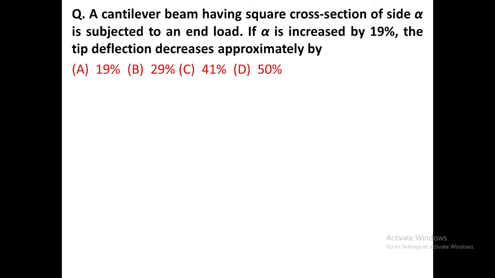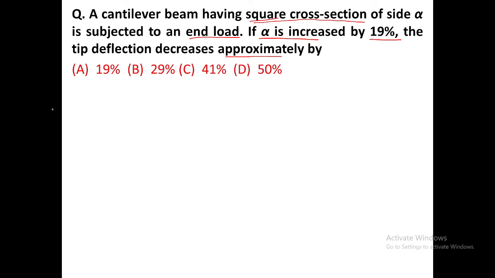Problem. A cantilever beam having square cross section, a square cross section of side alpha, is subjected to an end load. If alpha is increased by 19%, the tip deflection decreases approximately. This is the question. So, 4 options.